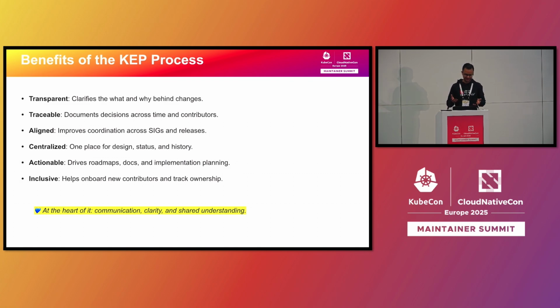And then it gives an aligned process for various SIGs for cross-SIG collaboration. And then there is a centralized place, as we are using GitHub for all the documents and the status and the history. And those are actionable items, as in you can drive your project roadmaps based on the features or the KEPs you have collected over time. And then once you have a process defined, it is very easy for new contributors to come in and take the ownership and help. So I would say at the heart of the KEP process is communication, clarity, and shared understanding.